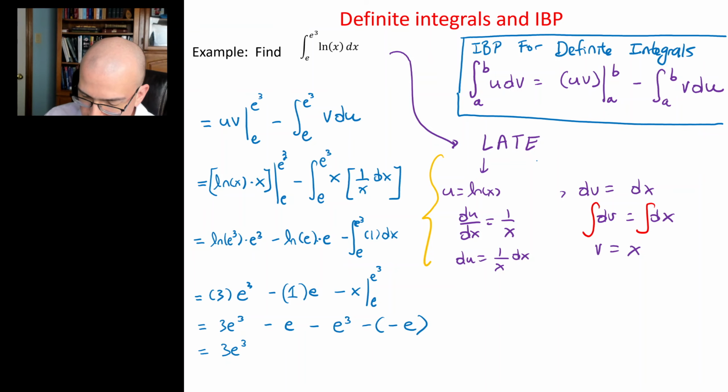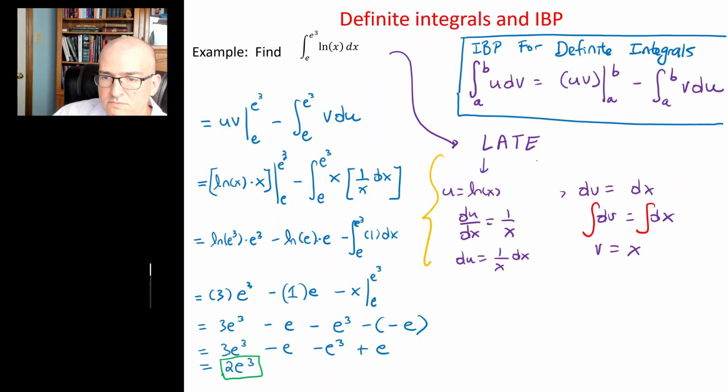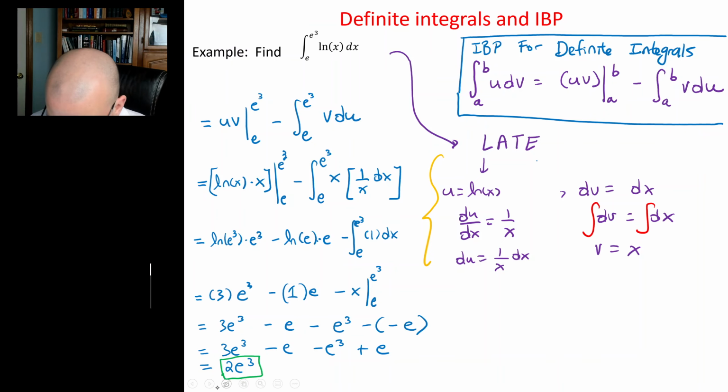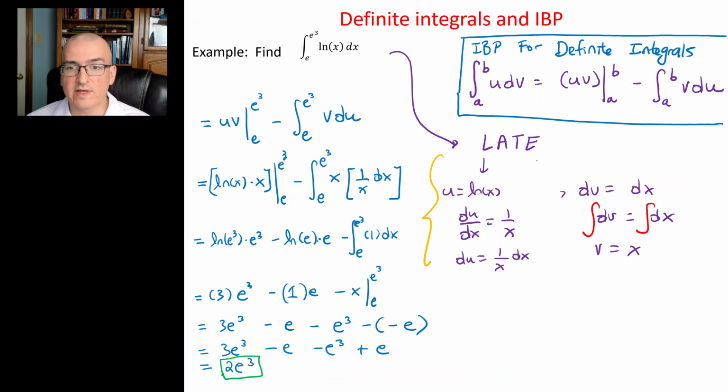So 3e cubed minus e cubed plus e, and we can collect like terms. So 3e cubed minus e cubed is 2e cubed. Minus e plus e cancels, and we just get 2e to the power of 3. Which makes me a little bit nervous, but we'll stick with it. Send me an email or post on the forums if you find any errors in any of these calculations.